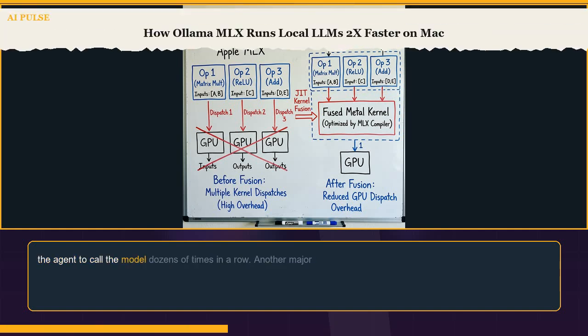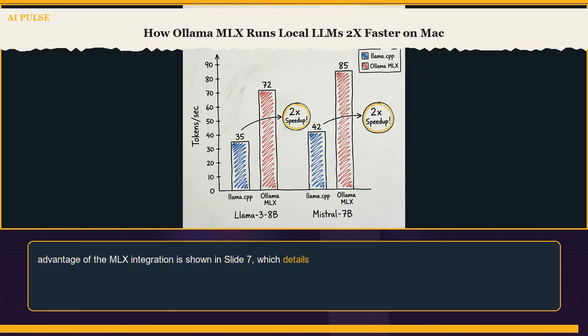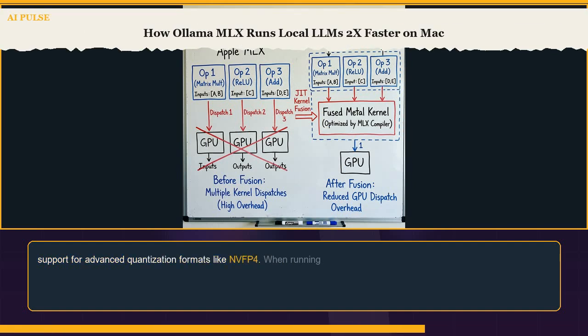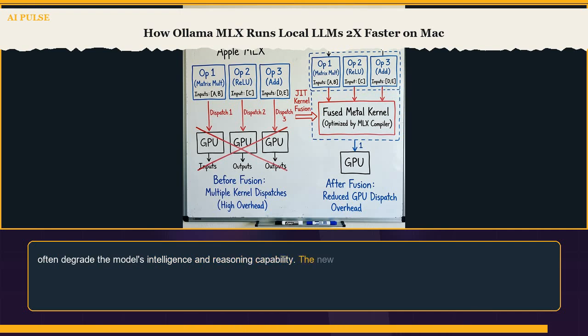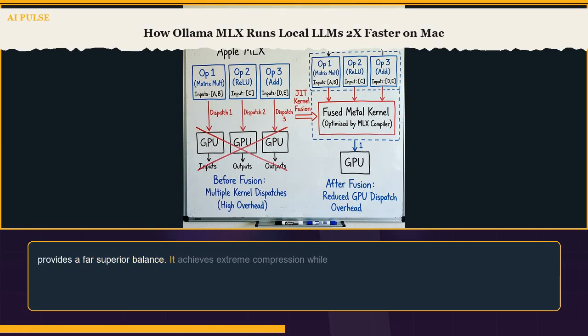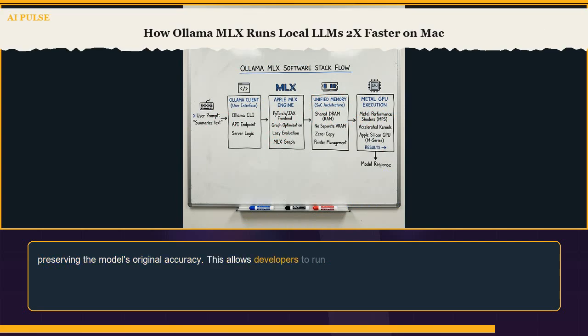Another major advantage of the MLX integration is shown in Slide 7, which details support for advanced quantization formats like NVFP4. When running models locally, we must compress their weights so they fit into unified memory. Traditional quantization methods like Q4 reduce memory usage, but often degrade the model's intelligence and reasoning capability. The new NVFP4 format, specifically optimized for Apple Silicon hardware, provides a far superior balance. It achieves extreme compression while preserving the model's original accuracy. This allows developers to run larger, more intelligent models on entry-level Macs with standard memory configurations.